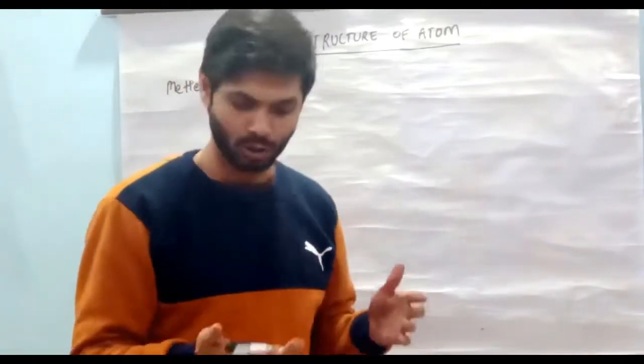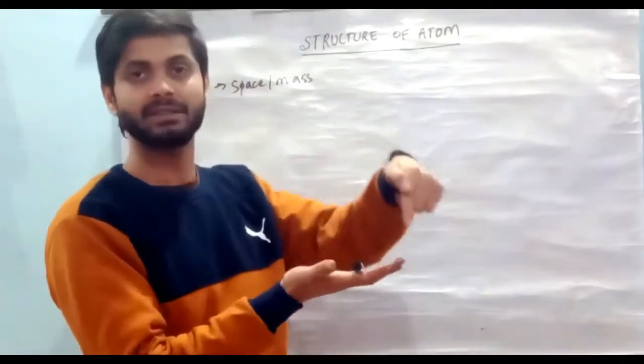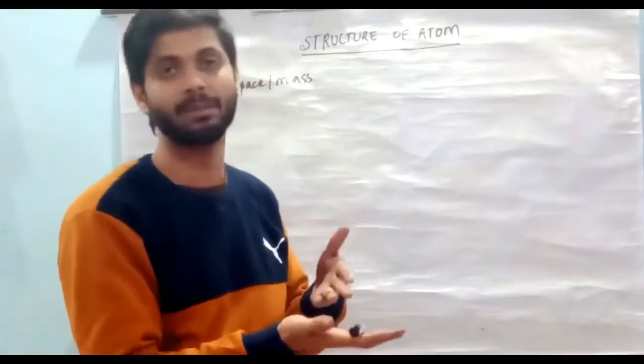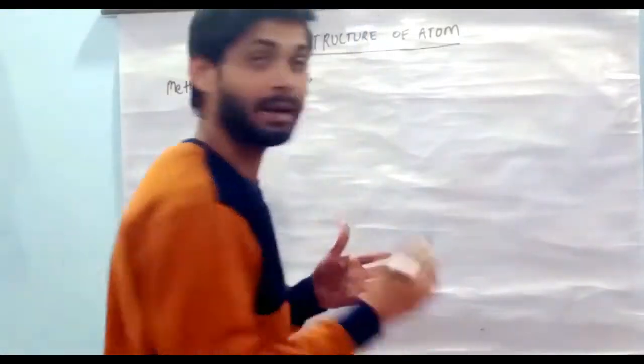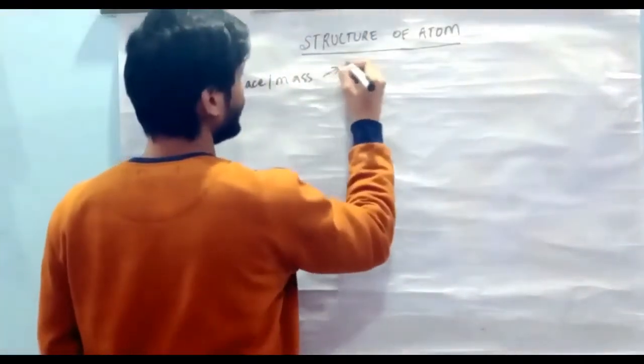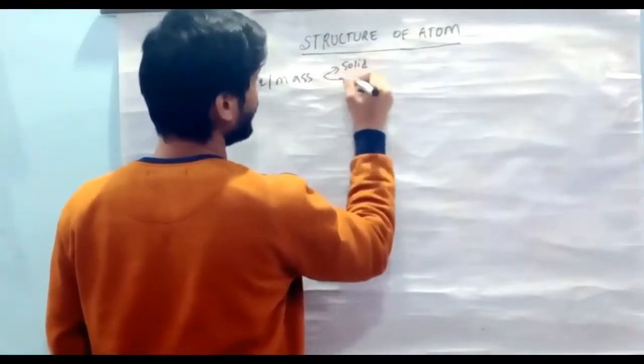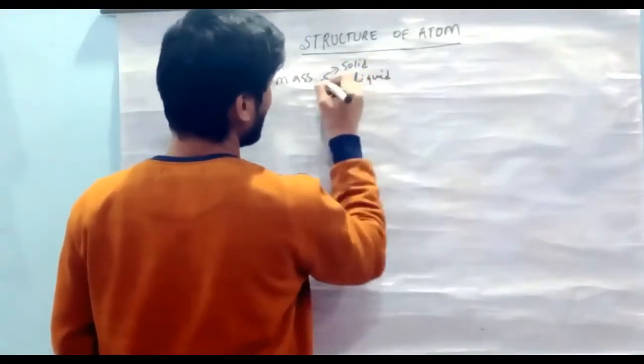Look at this pen. It occupies some space and it has some mass. So I can say that it is made up of matter. I am made up of matter. And matter has three states: solid, liquid, and gas.